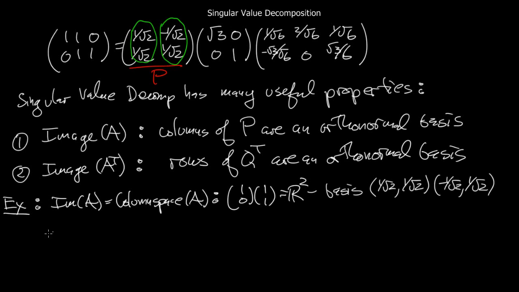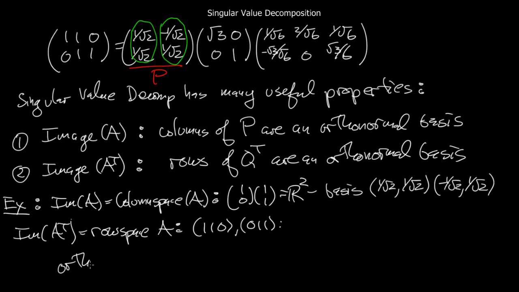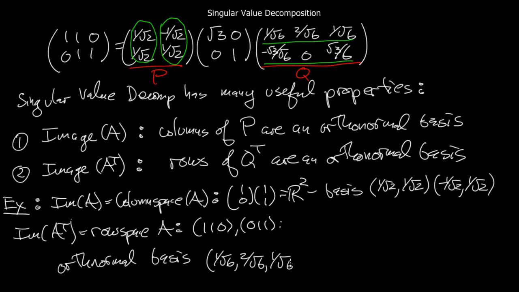On the other hand, the image of A transpose, that's the row space of A. Well, let's see, the row space of A has these two vectors in it, 1, 1, 0 and 0, 1, 1. And the orthonormal basis of this is provided by the two rows of Q transpose, which is to say this thing, 1 over radical 6, 2 over radical 6, 1 over radical 6, and similarly the second row. Okay, so that's one of the really elegant and useful properties of the singular value decomposition.